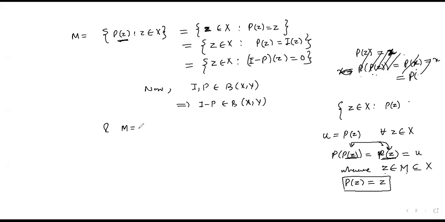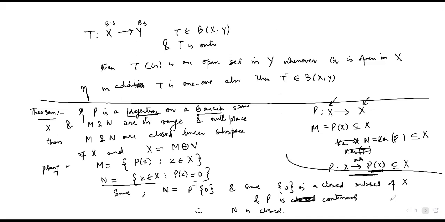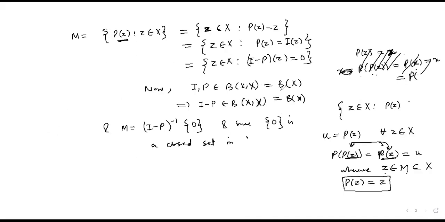And M is just the inverse image of 0 under I minus P. And since this is a closed set in X, sorry, maybe I should write it as X, which is equal to B of X, because here the domain and codomain are the same. Because P and I are both maps from X to X, the domain and codomain are the same.